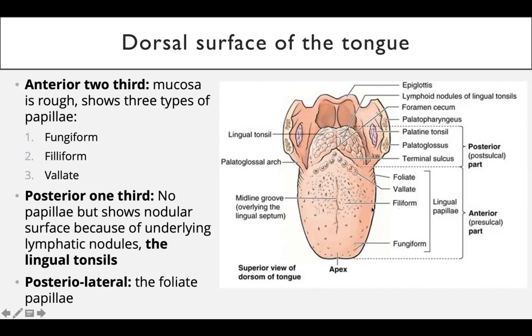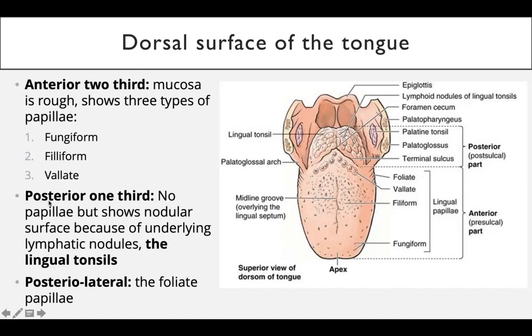Okay, so these are filiform. We'll see the structure of these. So filiform are usually in the center, fungiform on the tip and the sides, and vallate. Because they are circular, in the form of a round, sometimes they're also known as circumvallate. So these are the papillae, and because they are present on the tongue, they are known as lingual papillae.